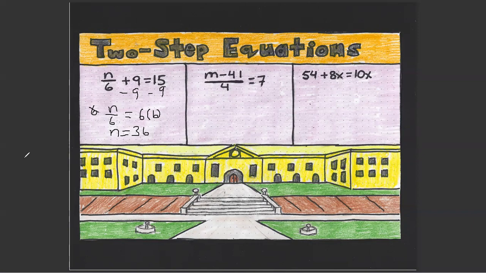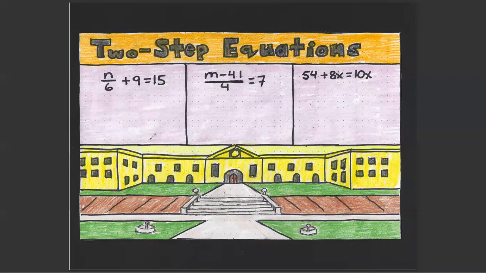However, we better check it to see if it actually works out. Let's replace n with 36, divide that by 6, and then add 9 to it. Will that give us 15 in the end? All right, 36 divided by 6, a fraction is also a division problem. So 36 divided by 6 is 6. 6 plus 9 actually gives us 15. So 36 was the correct answer in this case.